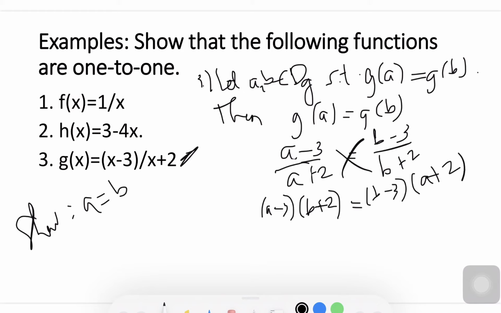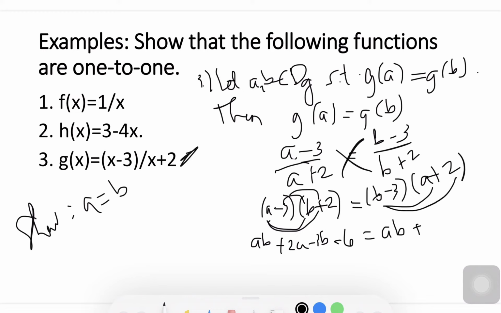Then distribute: ab plus 2a, then we have negative 3b, negative 6, equals ab plus 2b minus 3a minus 6.